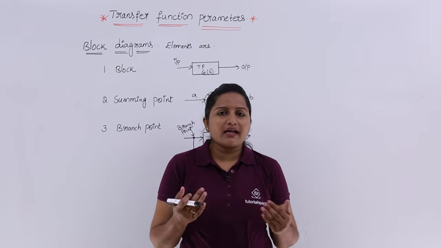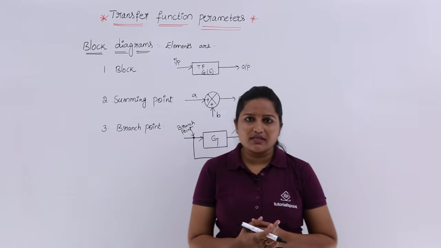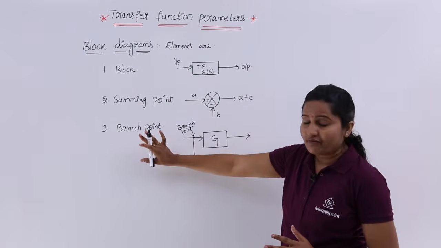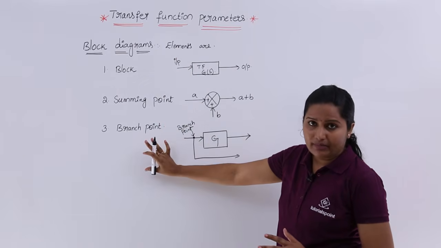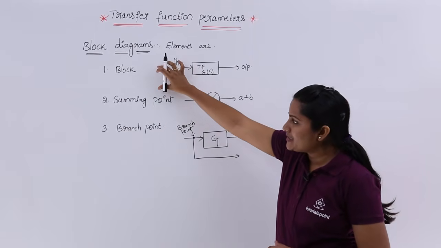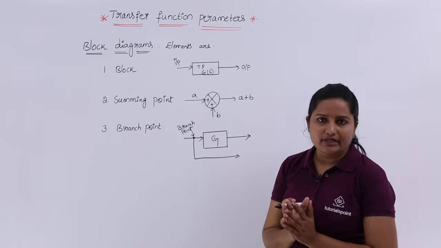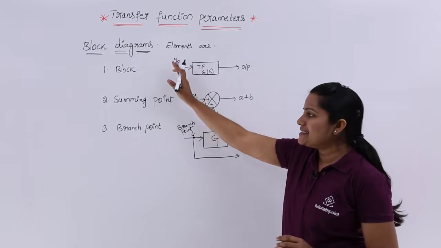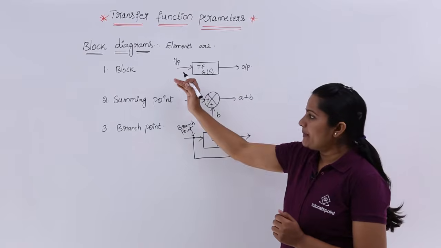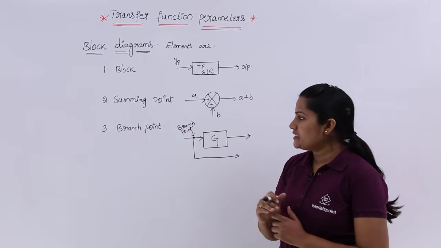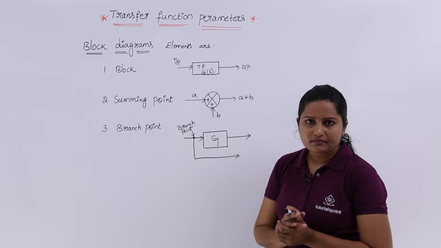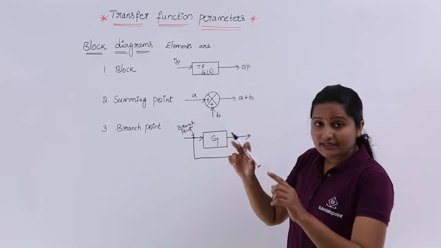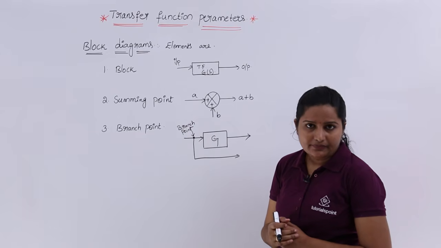So, here we have many elements in a block diagram. Generally, we will have three basic elements: blocks, summing points and branch points. A block diagram will consist of these three elements, a block, a summing point and a branch point. Coming to the block, it is represented with a square or rectangle.